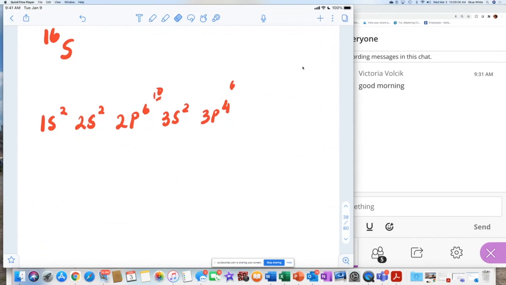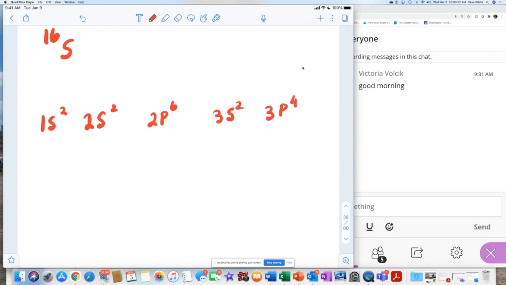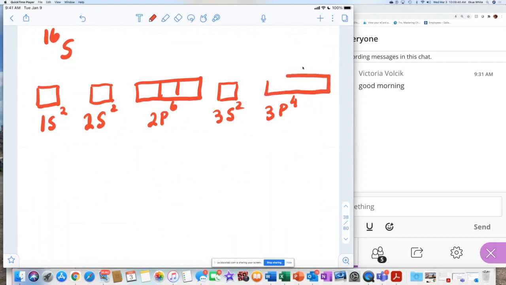Okay, so let me see if I can spread this out a little bit. The 1s and 2s, I think they'll be fine next to each other because I only need one box for each of these, 2s2. It's the 2p6 that I need more space for. And then 3s2 should be fine. And then the 3p4. The issue is the p's have more orbitals, so they need space. So I need one box for this, one box for that, and then one box for all the s's, right? 3 boxes for the p's. 1, 2, 3. Okay. Ooh, I got it. I'm never sure when I'm going to get them all in the same line.